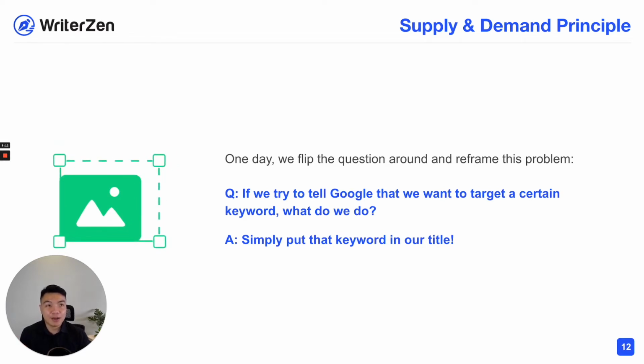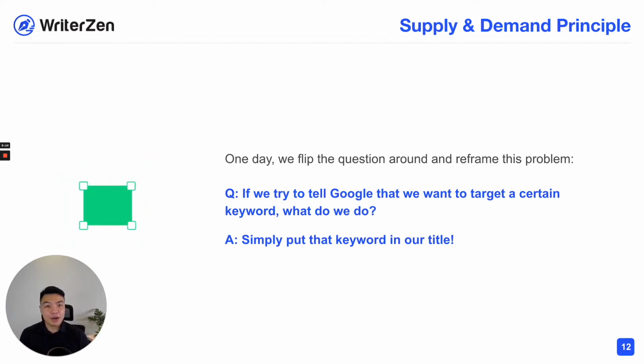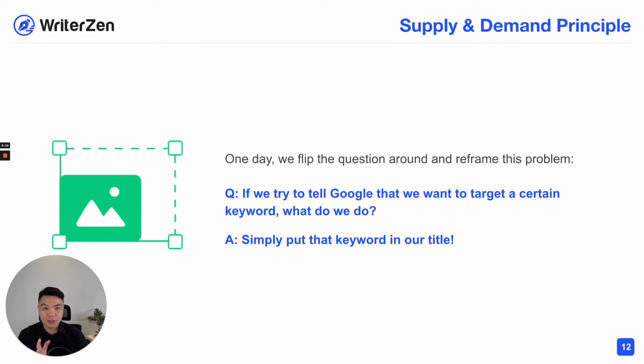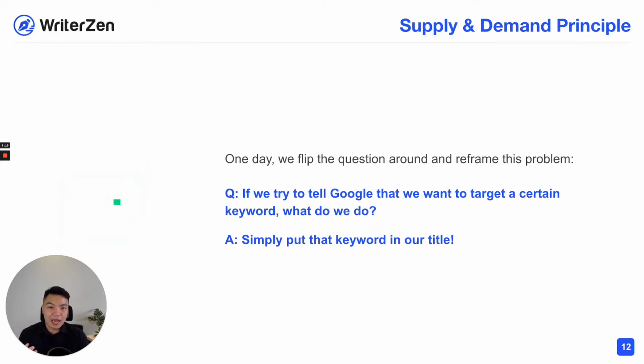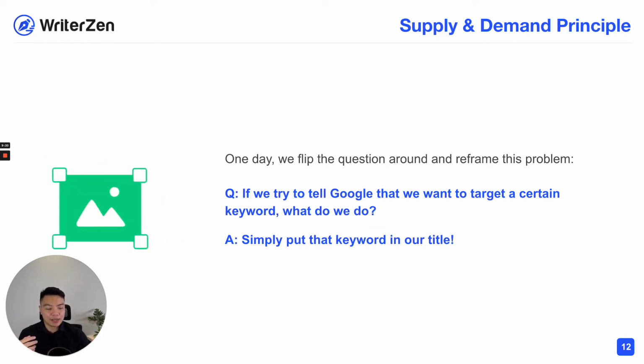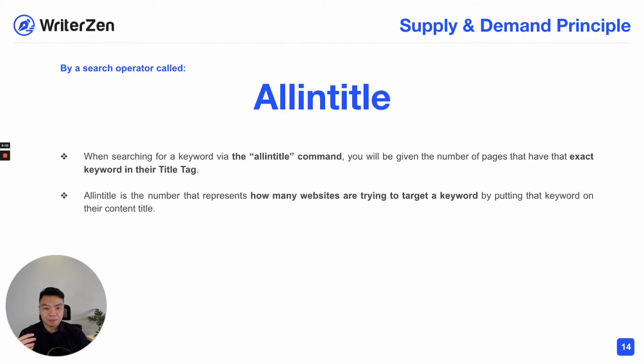So let's say I want to target web design, I will right away want to put that keyword into my title. And that's when we found out about allintitle. This is a search operator that tells you how many times the keyword that you search appears in the title of websites. In short, it's the number that represents how many websites are trying to target a keyword by putting that keyword into their content title, right?